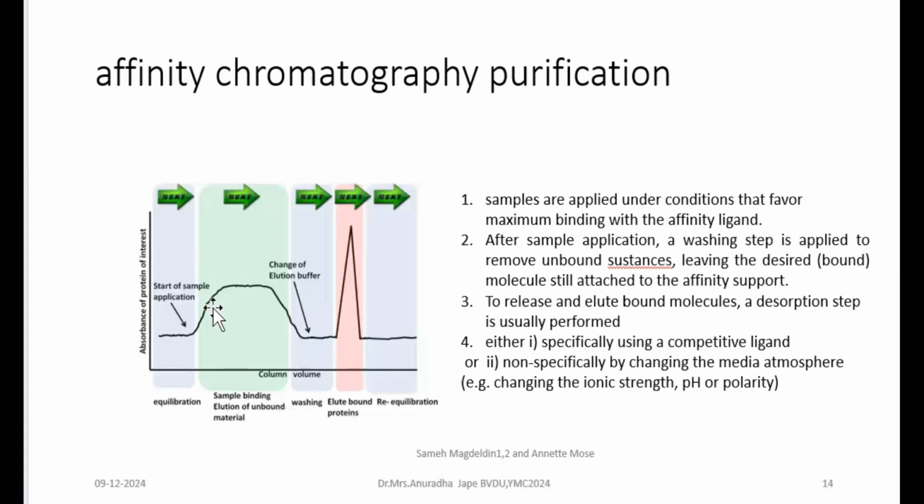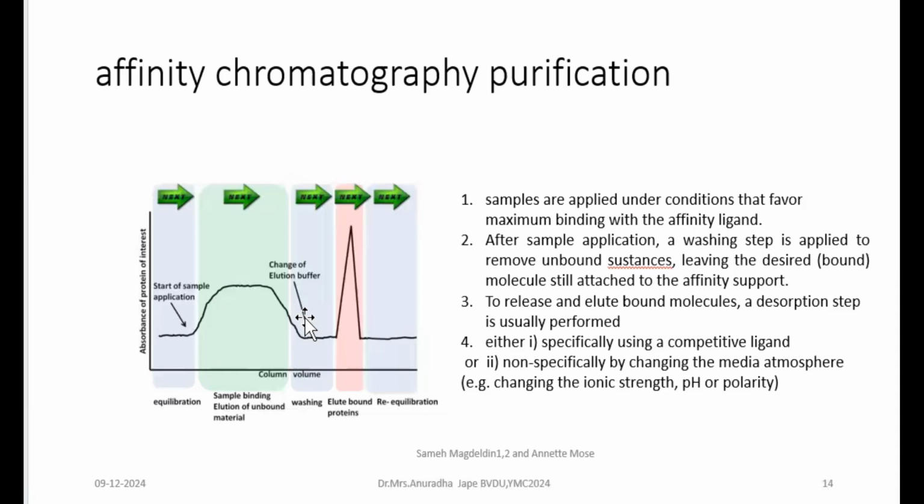So when a sample is applied, after that a washing step is applied to remove unbound substances, which is going to be the end part of it. So you are going to allow unwanted unbound materials to be washed away. Now, the case is that all the analyte of your interest has got adsorbed onto the ligand or the matrix or the activated matrix, whatever you call it, of the column. And now it is to be eluted, for which you are going to use buffers.